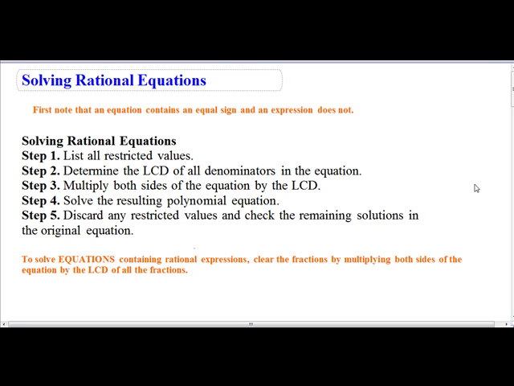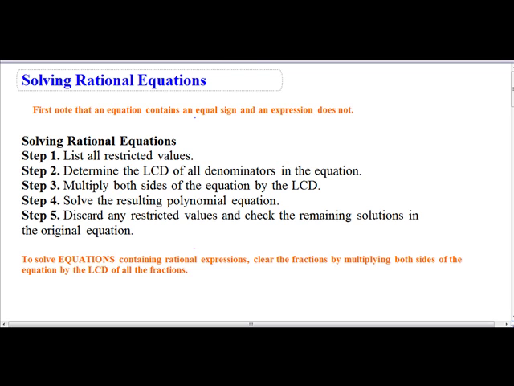In this video, we're going to learn to solve rational equations. Before we start, the first note is that an equation contains the equal sign and an expression does not. For an expression, we don't have the equal sign, so we only simplify the expression. For an equation, we have an equal sign, so we can solve for x or for any variable. Please pay attention to that.